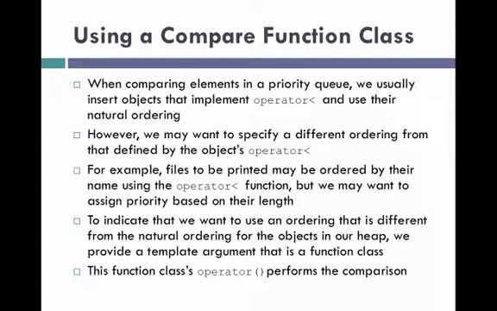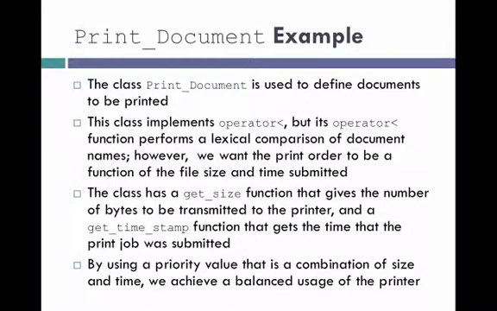So to indicate that we want to use an ordering that's different from the natural ordering for the objects in a heap, we provide a template argument that is a function class. And this function class's operator performs the comparison. So the class print document is used to define documents to be printed. That class implements the less than operator, but its operator function performs a lexical comparison of document names, and we want to print them according to the file size.